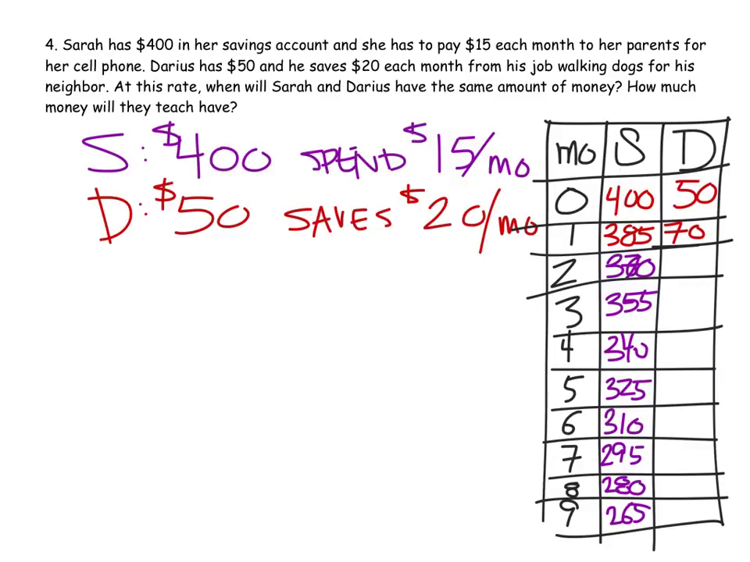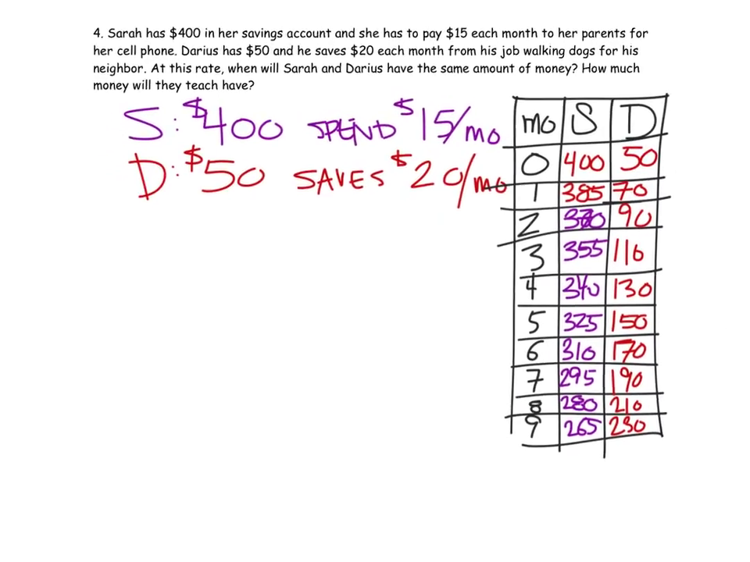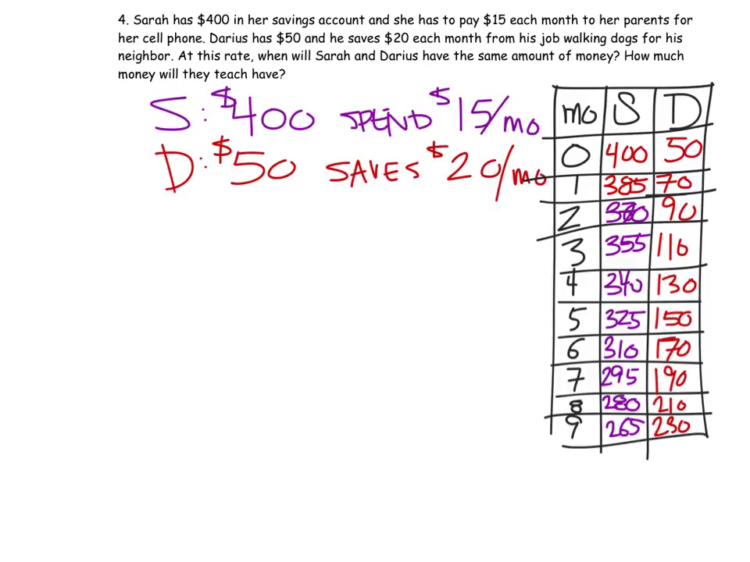And then let's see if we can find if Darius is equal to any of those. Darius is now at 90, then another 20, 110, 130, 150, 170, 190, 210, 230. So we do need another month. Let's tag it on to our table. At 10 months, we got 250 for Sarah, and Darius is now at 250.